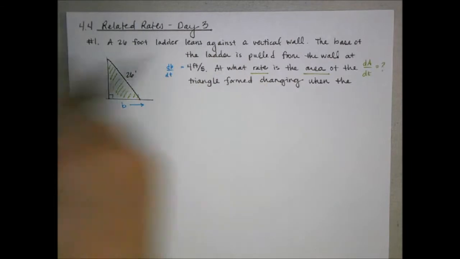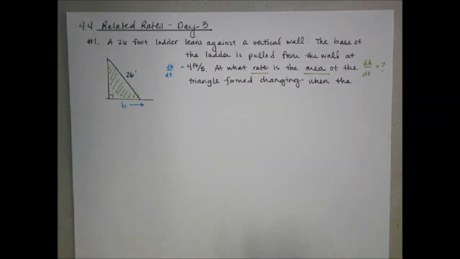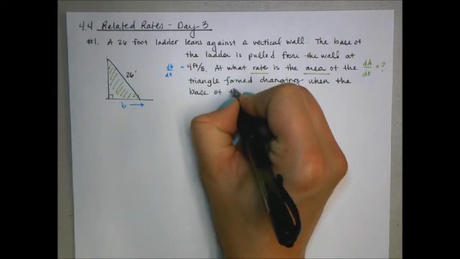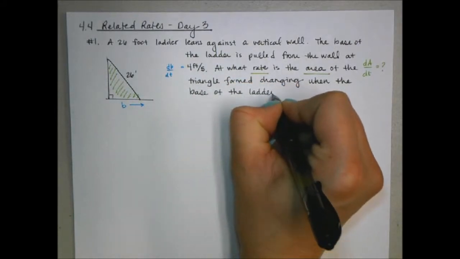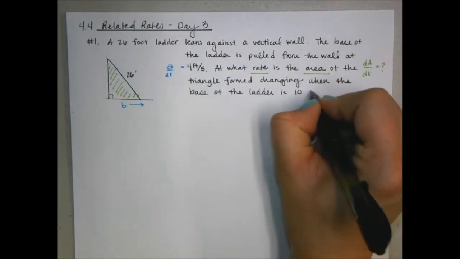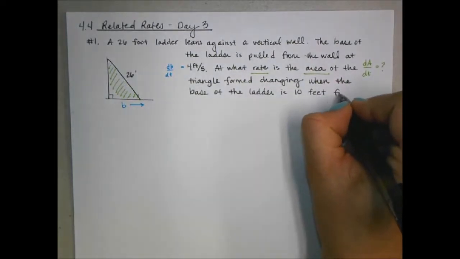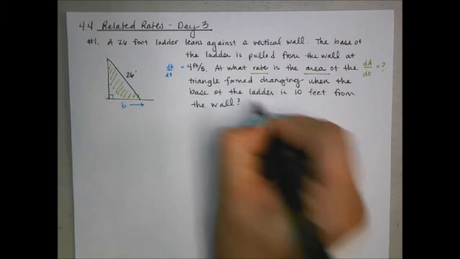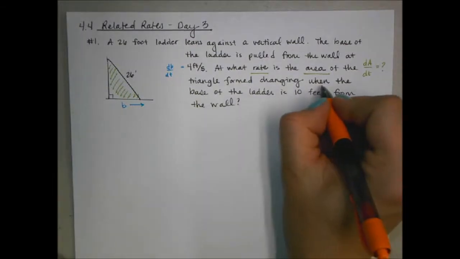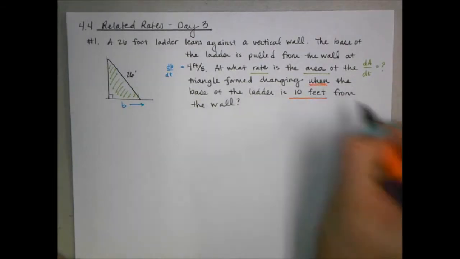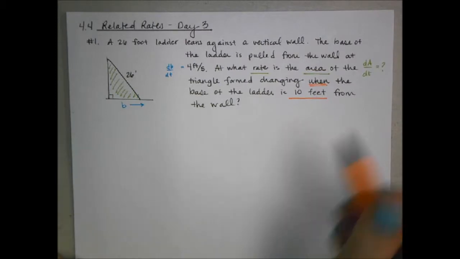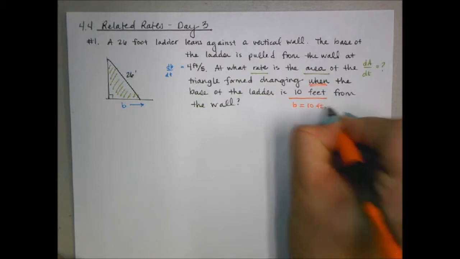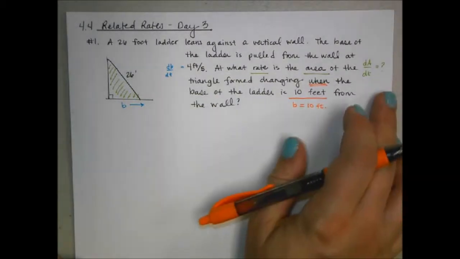when, there's our keyword, when the base of the ladder is 10 feet from the wall. So when the base is 10, this is my after-derivative number. I can't plug that in until later. Same thing with any rates of change.